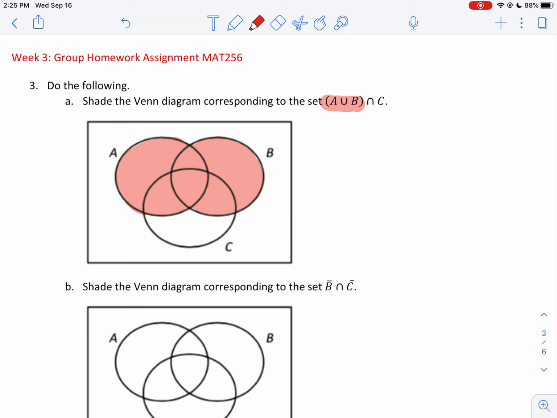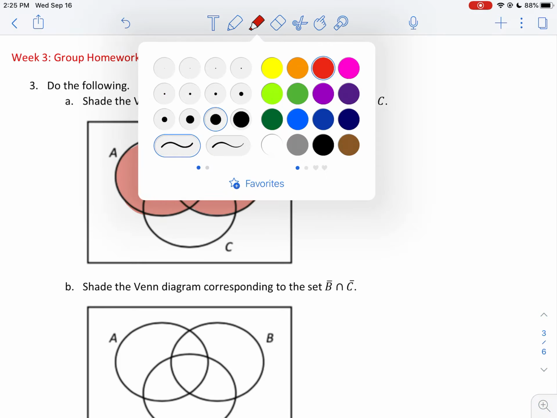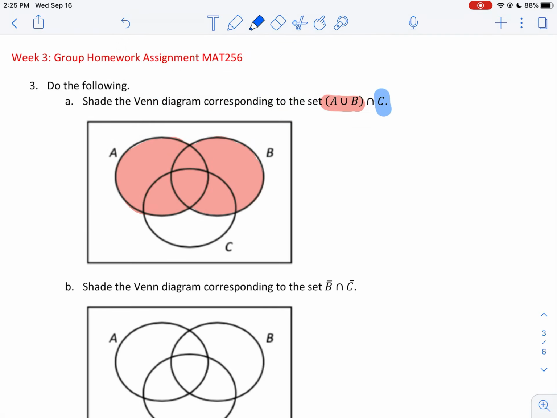And now let's do a different color for the intersection, or sorry, for C. So now I'm going to just shade everything in C.